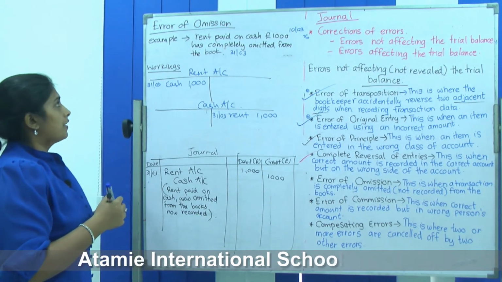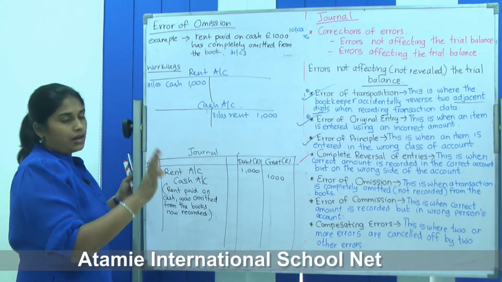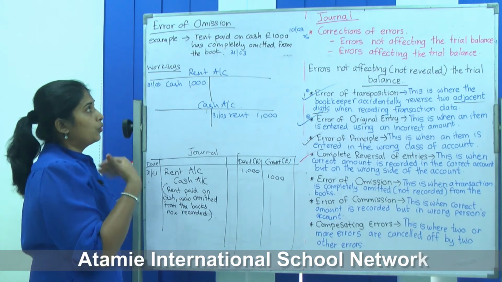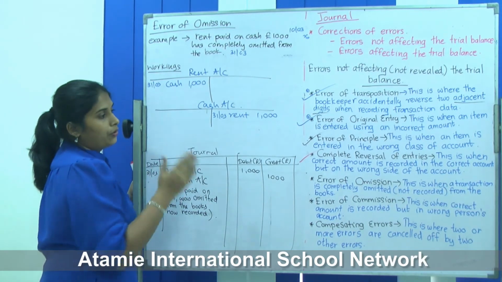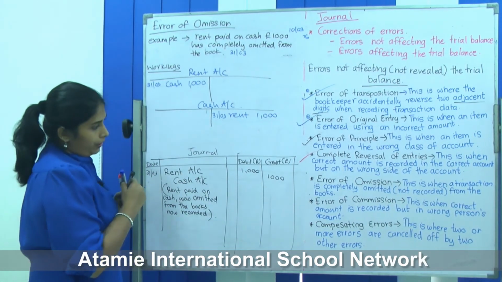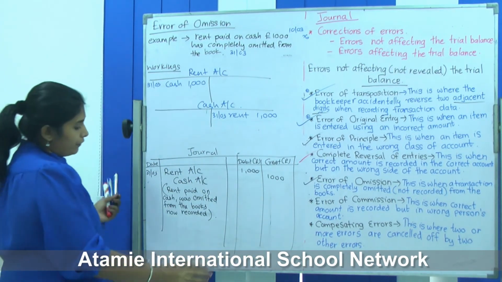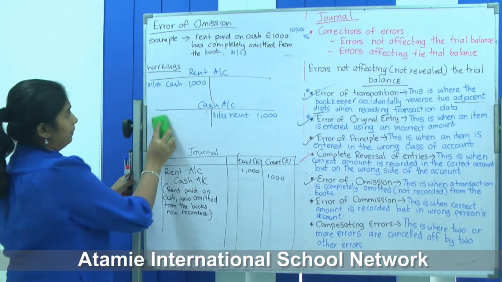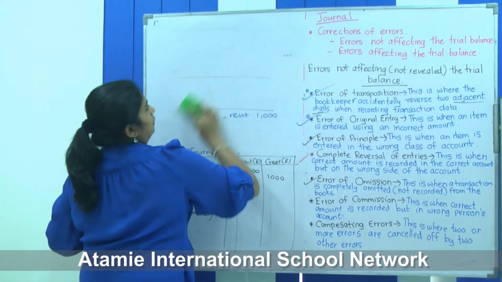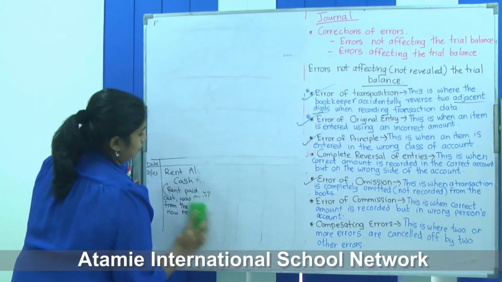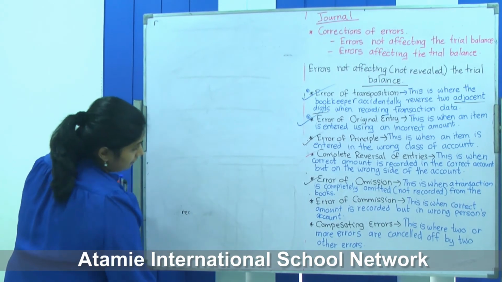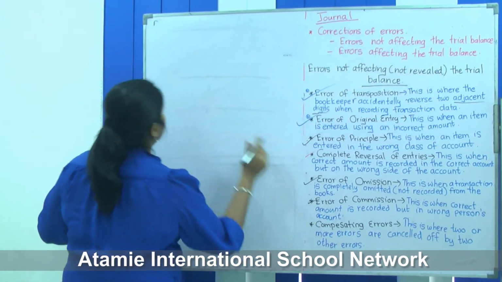Okay, so errors of omission means a total transaction has been misplaced or omitted, completely omitted or completely not recorded in the book. So what you have to do, to correct the error, is enter it properly. Now next error, errors of commission.